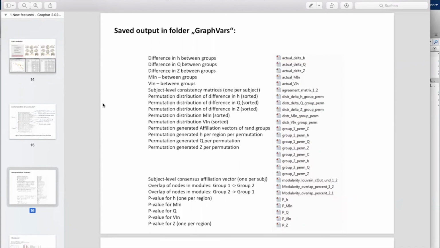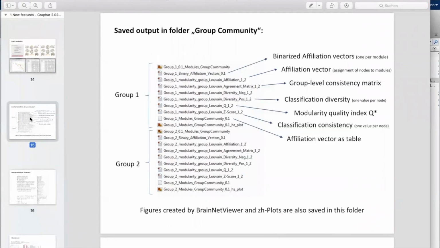Okay, now let's go one step further to the group level statistics. In addition to the files I showed you previously with the overlap, there are different files generated here. We've spoken about the diversity and the consistency, but we also have a file of the respective modularity index Q for each of the groups. You can access this one here.